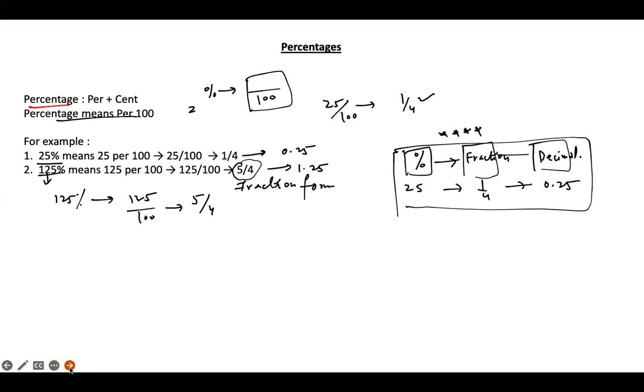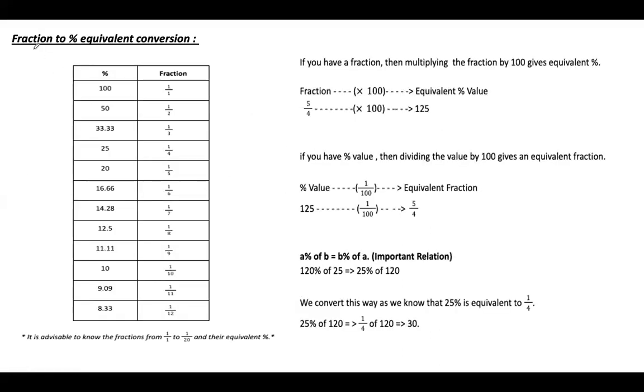Let's see its application. If I write 100%, and if I reduce it, I'll get 100 upon 100, which is nothing but 1 by 1. Actually, this is 100 and the percent sign, which I have taken common and written here. So 100% is equivalent to 1 by 1.